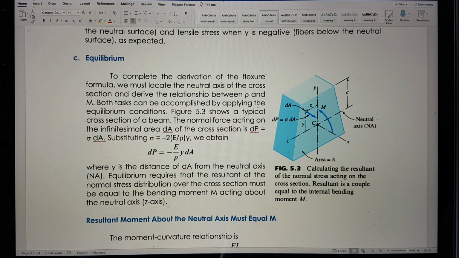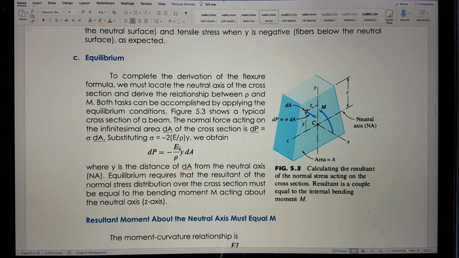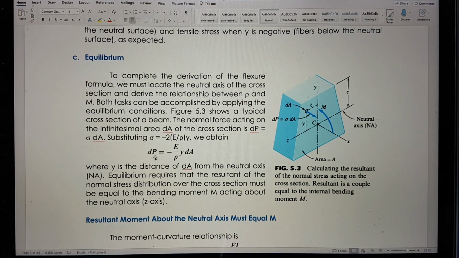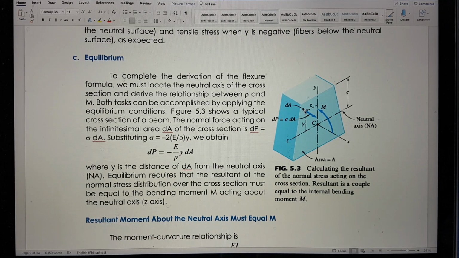Okay, so looking closely, isn't it that stress is equivalent to pressure or force P? No, not pressure. Stress is equivalent to force P divided by the area. But this time, we have a changing force. So the change in force is equivalent to negative E times y over rho. This is the stress times the changing area. So this is what we are pertaining to. So the changing area is equivalent to the changing force. Yeah, so this is our changing area. So the change in force is equivalent to the stress times the change in area.